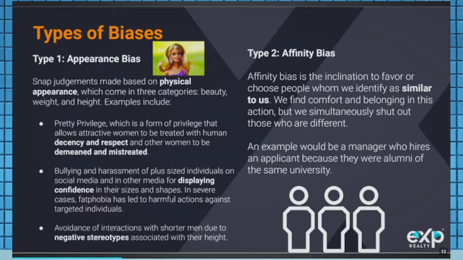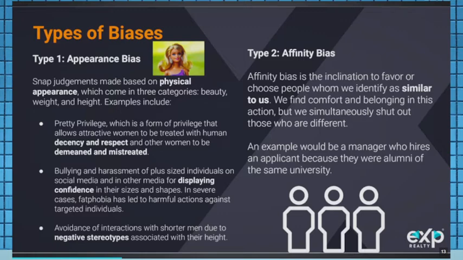And then there's also a portion of society that would attack this person, and in one recent case in the news, actually physically attacked someone because they were displaying confidence in their own beauty. And then we also have avoidance of interactions with shorter men due to negative stereotypes associated with their height. There's quite a few people, men and women, who would not date a man if they're under a certain height, right? We see that on dating platforms. No one under, whatever, 5'10", something like that.